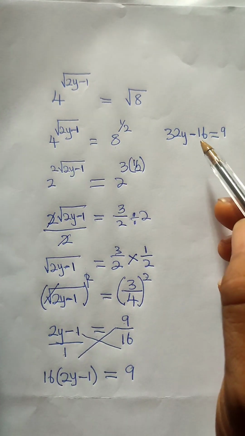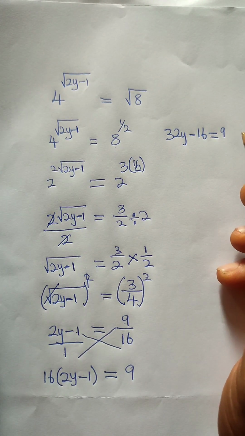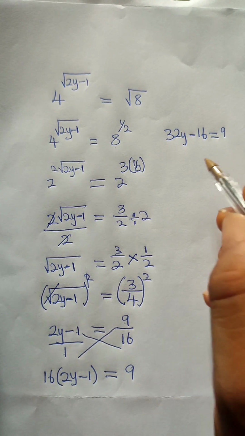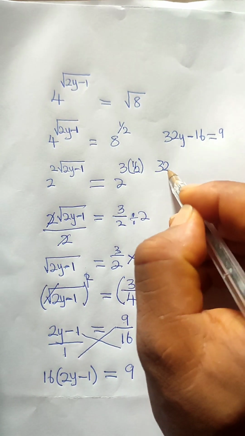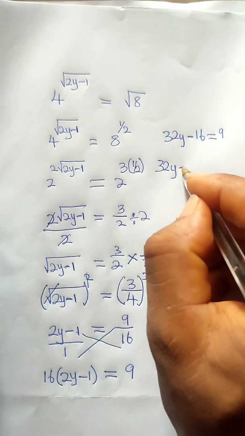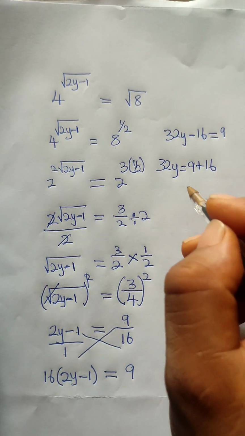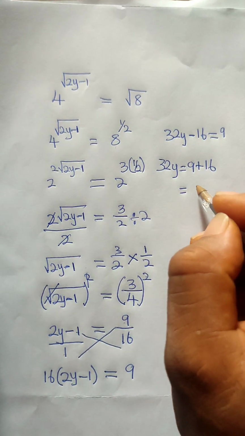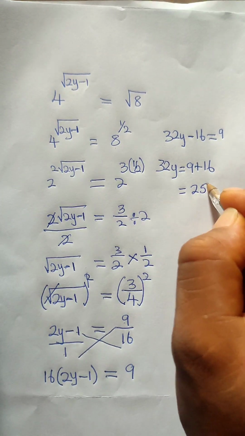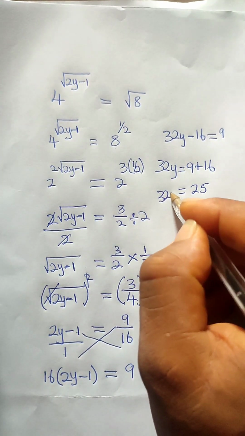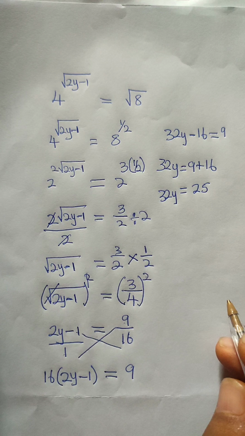To collect like terms, minus 16 will move to the right side to become plus 16. So we will have 32y equals 9 plus 16. And 9 plus 16 will simply give us 25. So we will have 32y equals 25.